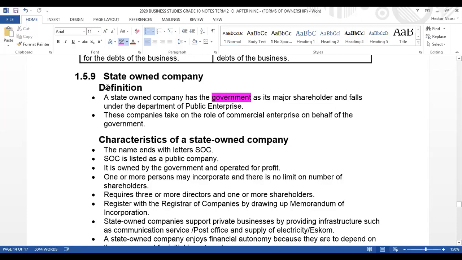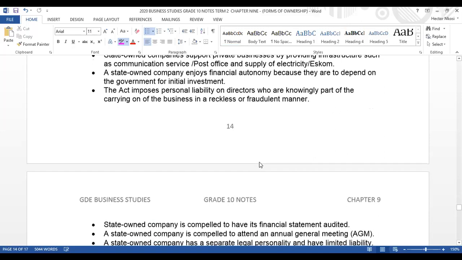As its major shareholder, it falls under the Department of Public Enterprise. Right. These companies take on the role of commercial enterprise on behalf of the government, basically. That's what we mean by your state-owned companies. All right. Let's move on.